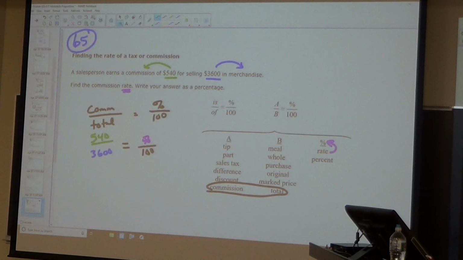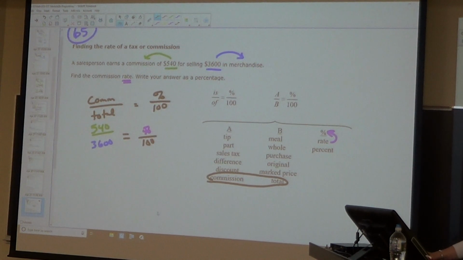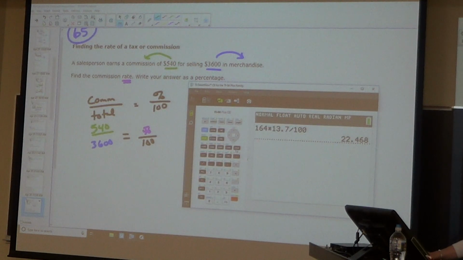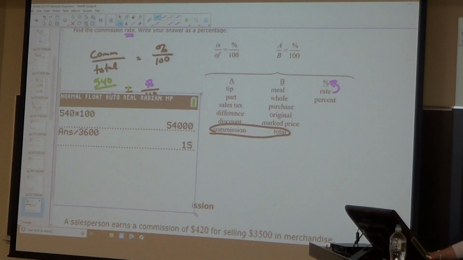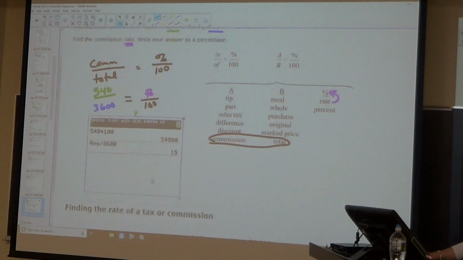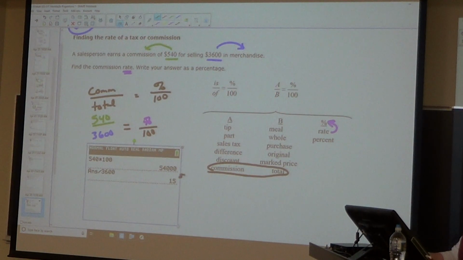So if I go to my calculator, what two numbers am I going to be multiplying? 540 times 100 divided by 3,600. This means they are making 15% of everything they're selling. So whatever they sell, they make 15% off of. Ain't bad at all. I'd give me a job. I'd be selling it too.